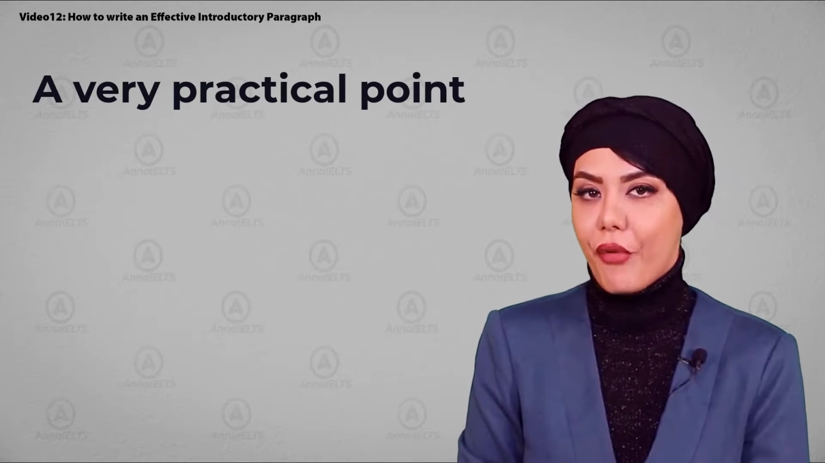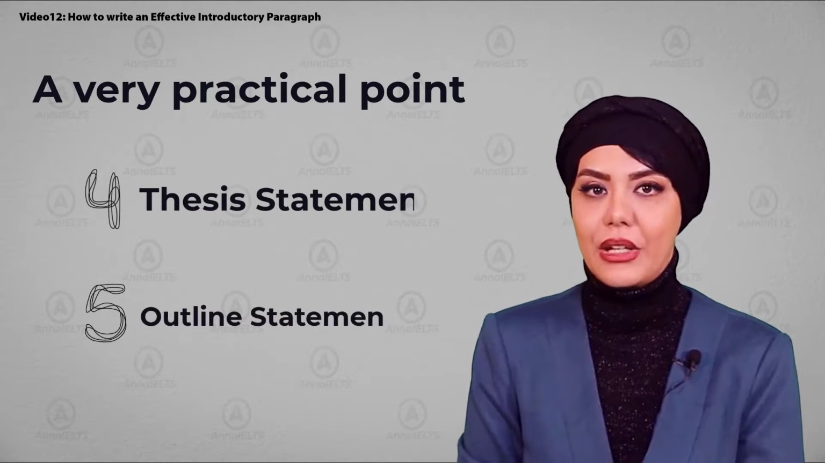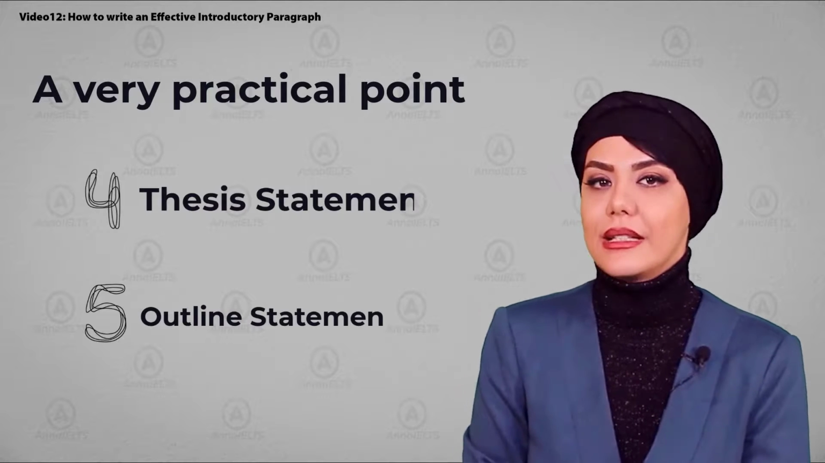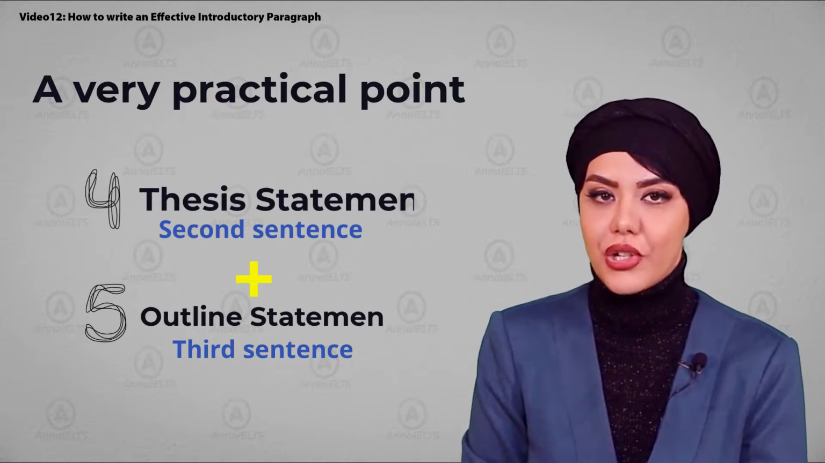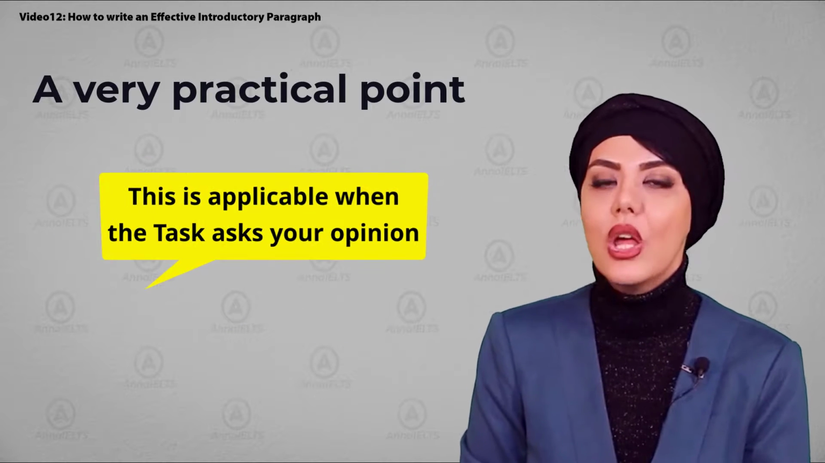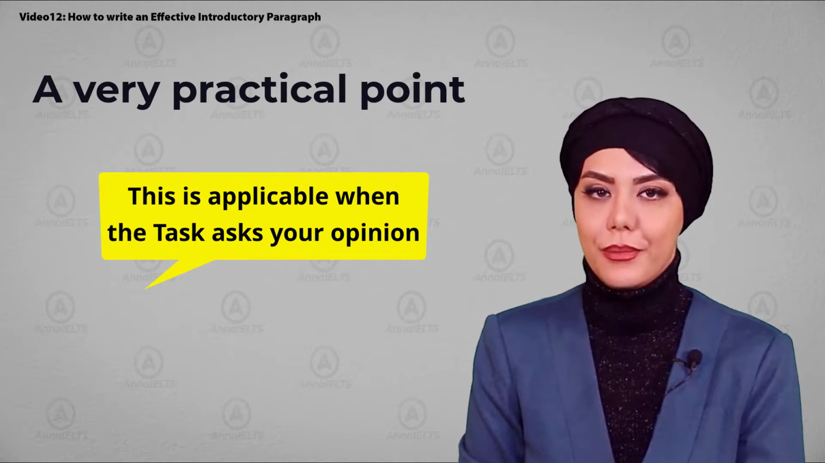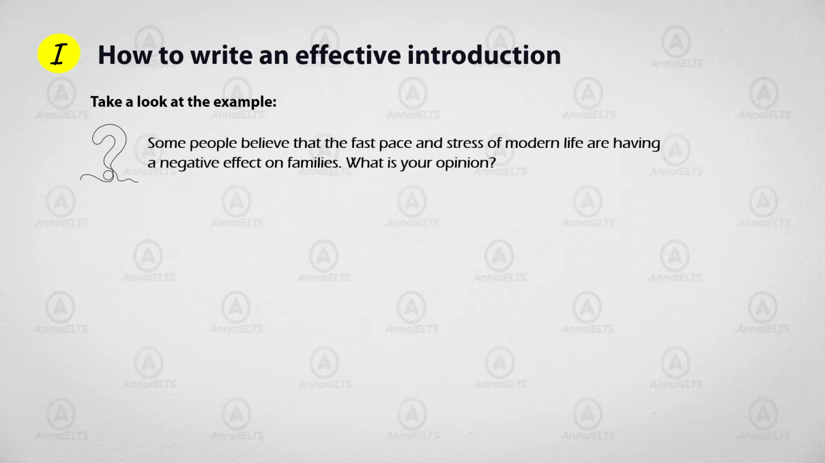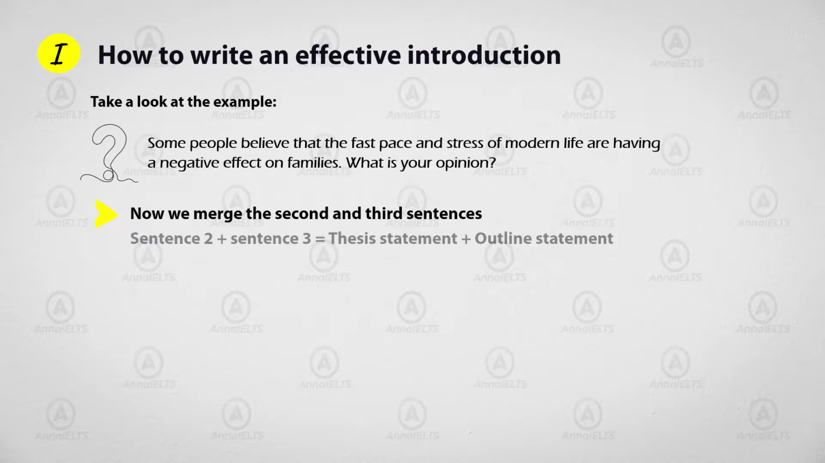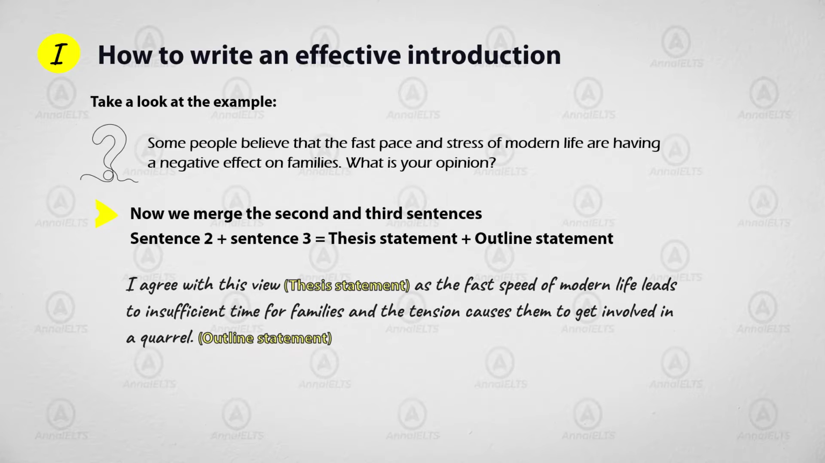A very practical point. You can combine the fourth and fifth level of writing an introduction. This means you can combine the second and third sentence of your introduction. But be careful, this is applicable when the task asks your opinion. Now we can merge the second and third sentences together. So I mean sentence 2 and sentence 3, which are thesis statement and outline statement. I agree with this view, as the fast speed of modern life leads to insufficient time for families, and the tension causes them to get involved in quarrels.